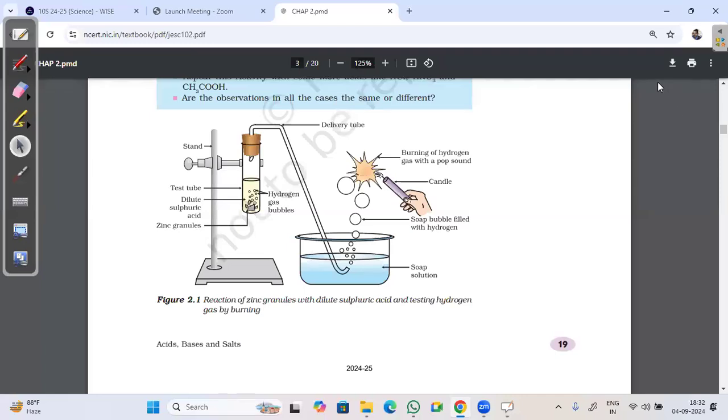Have you written the reaction involved here? It is the zinc granules reacting with sulfuric acid. Zn plus H2SO4 gives what? ZnSO4 plus H2. You get ZnSO4 plus H2.